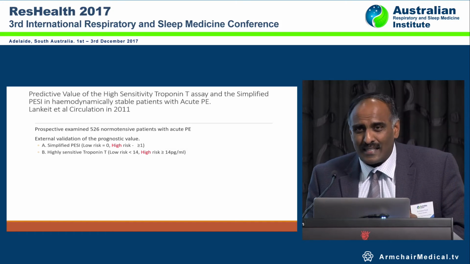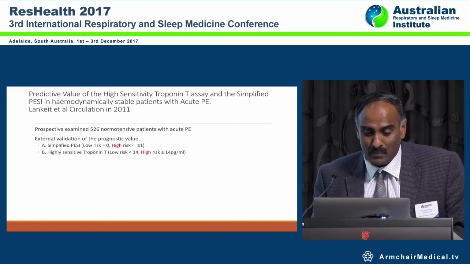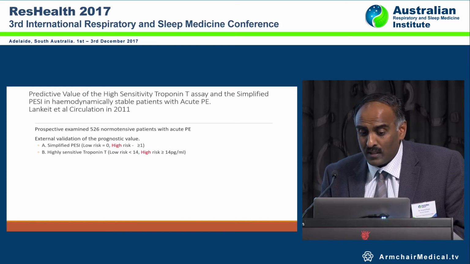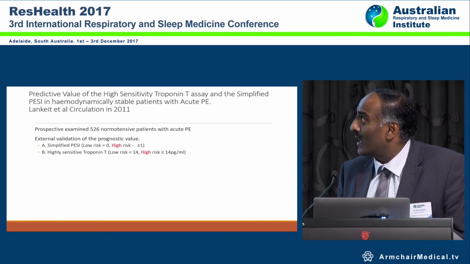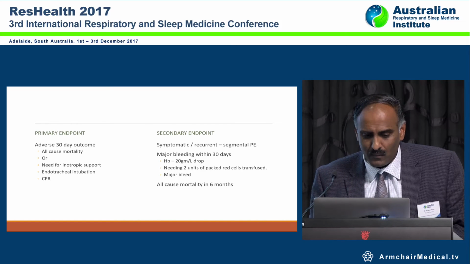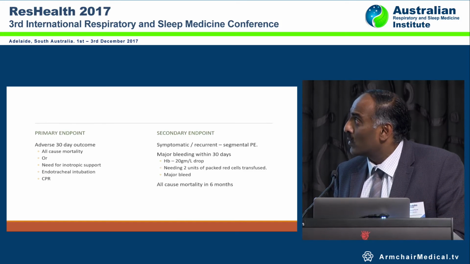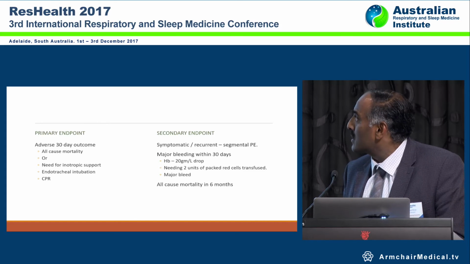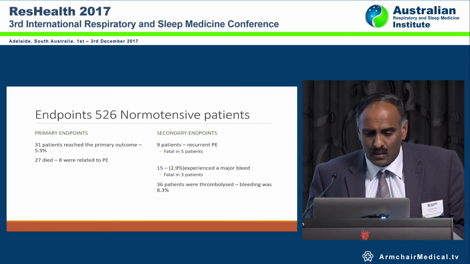So they looked at the difficult group, normotensive patients with acute pulmonary embolism. What they did was they did the simplified PESI, and they used a highly sensitive troponin on patients as they walked through the door. Their primary endpoint was adverse 30-day outcome, all-cause mortality, or the need for inotropic support. And the secondary was recurrent VTE, major bleeding, and all-cause mortality in 6 months. Quite reasonable.